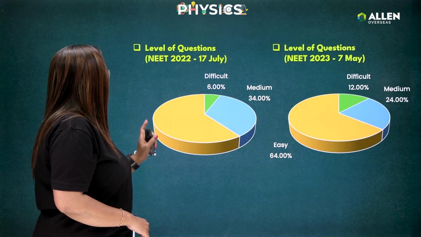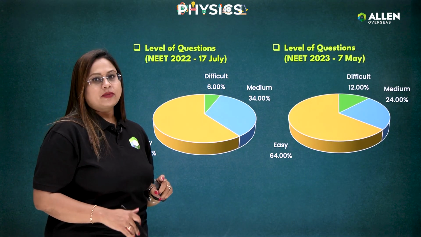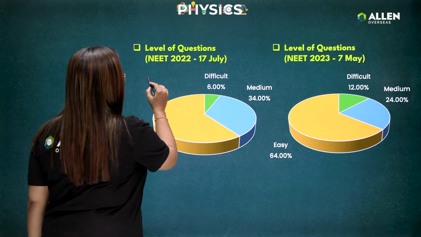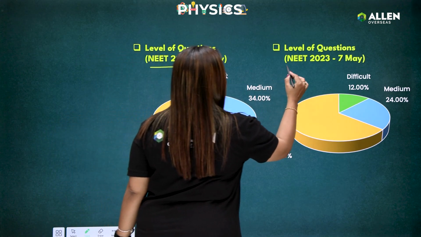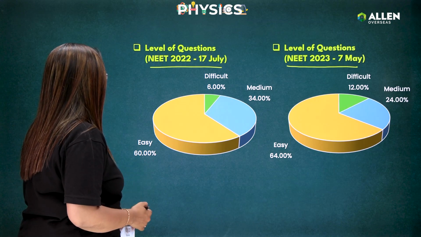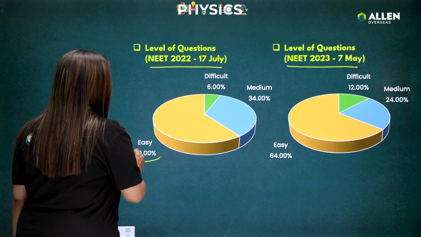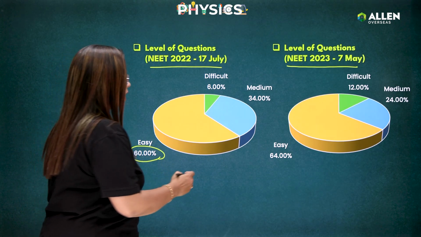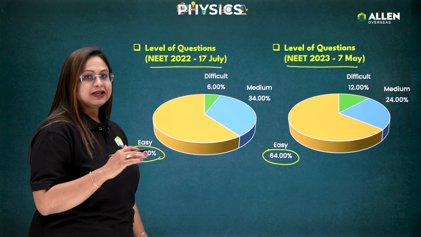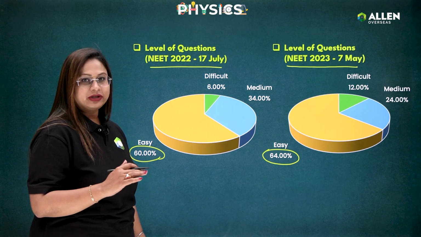Now let us compare the level of questions from NEET 2022 with NEET 2023. So these are the dates of NEET 2022 and this is the date of NEET 2023. Coming to the difficulty level, you can see here the easy percentage was 60% last year and this year it was 64%. Again, comparatively the easiness of the paper was more this year.